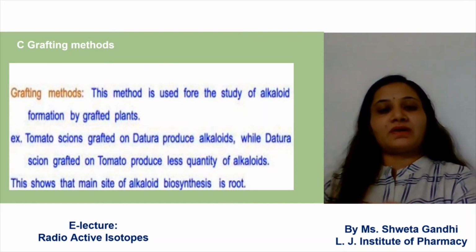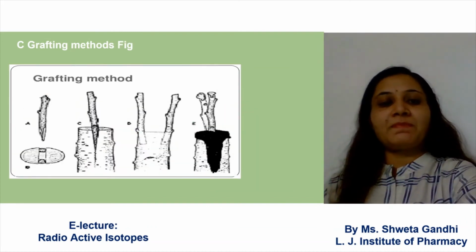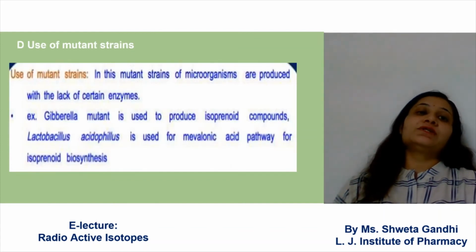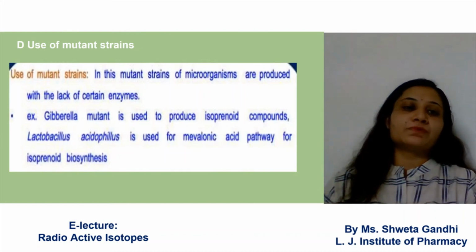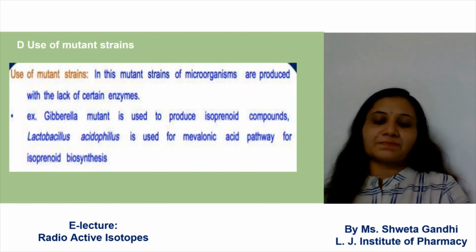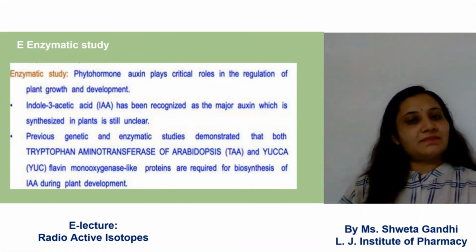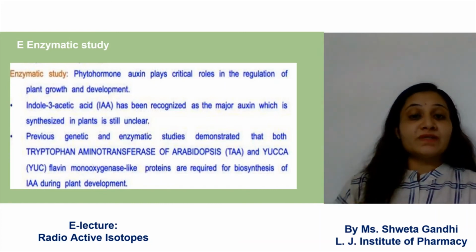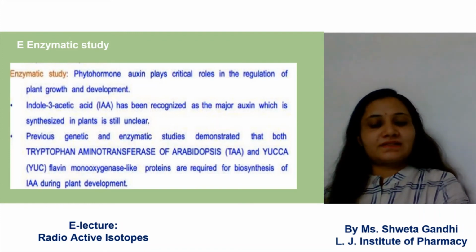We can graft different plants together. This is how we graft: we take a part and join the two portions. Next and last is the use of mutant strains. Mutant strains of microorganisms are produced with a lack of certain enzymes. An example of every application step is given. Last is the enzymatic study. By enzymatic study we can also determine it. For example, indole acetic acid has been recognized as a major auxin synthesized in plants, by enzymatic studies.